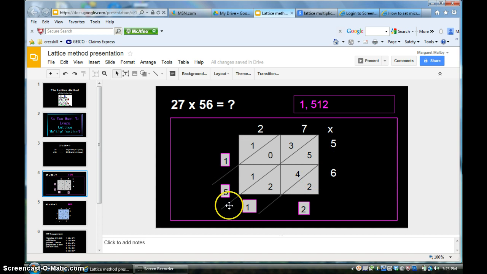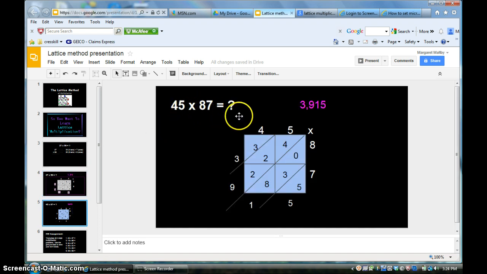Going back and reviewing place value, we can see, using the lattice method, that this diagonal represents the ones place. The next diagonal represents the tens. This diagonal represents the hundreds, and the top corner, top left hand, represents the thousands in this place. Our answer, when combining these together, is 1,512. Let's continue and try another one.